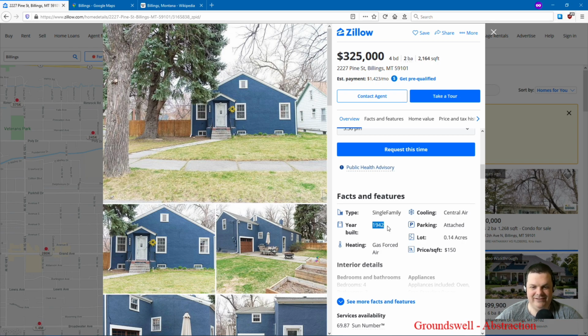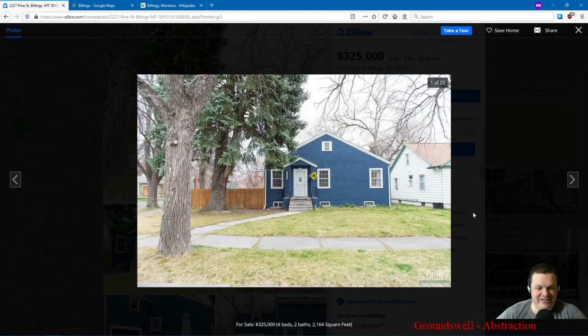1942, okay. You know, that's definite lead and asbestos issues, right away. It's got central air, though, so that's been updated, because obviously there wasn't central air in 1942. It's cute on the outside, right? This big old pine tree probably gives it a lot of shade. Probably doesn't get too hot in there.